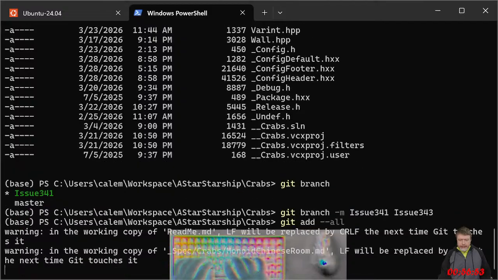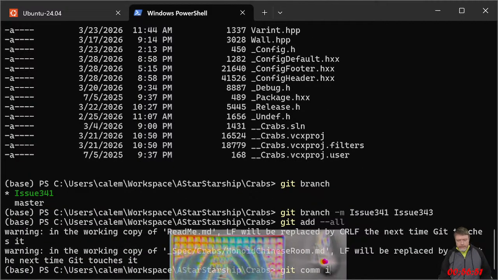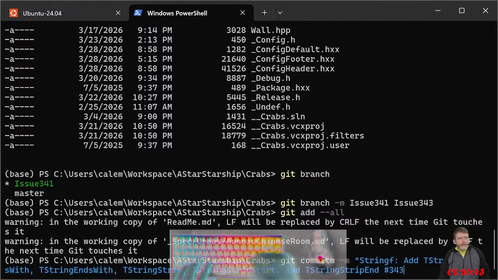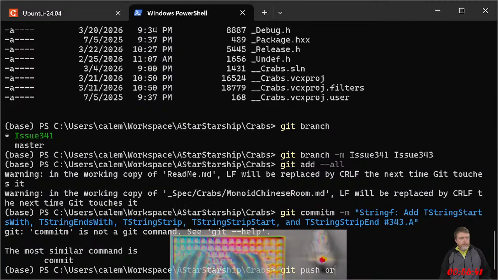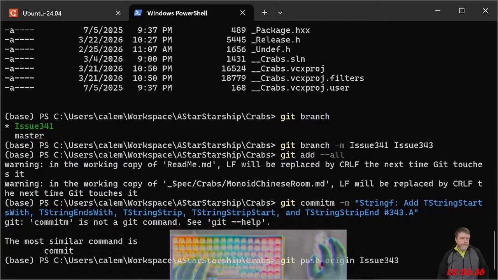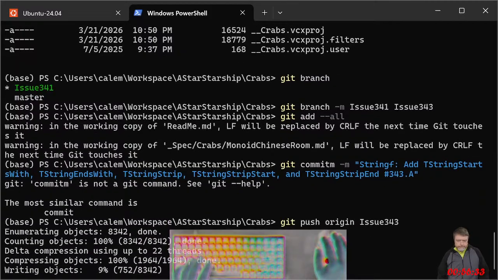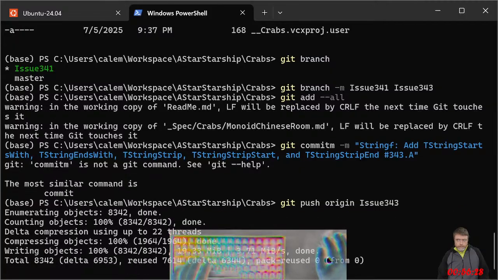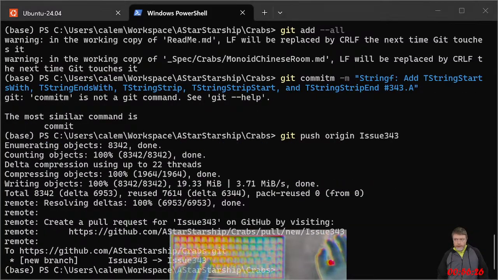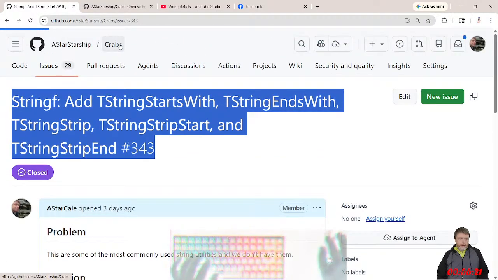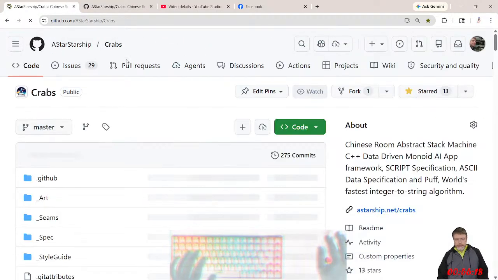All right, so git add dash dash all, git commit. Maybe I should look to see whether or not I accidentally downloaded any files. Never good to do that. I'm gonna mark this one closed up over here in GitHub. Go over here and do a PR, a pull request.